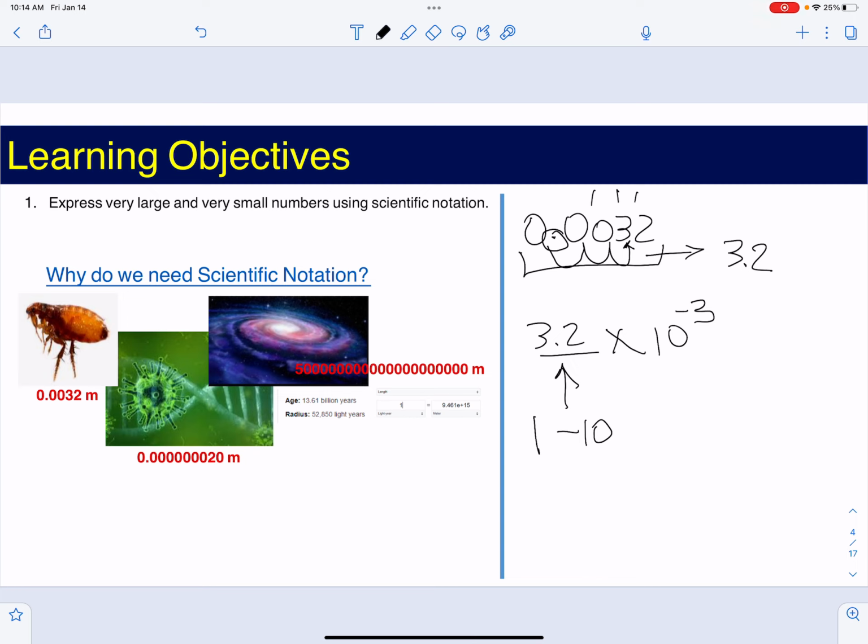First thing, you determine if the power is going to be positive or negative. If the original number is bigger than 1, like the galaxy, then the power of the 10 is going to be positive. If the number is smaller than 1, like the virus, then the power of the 10 is going to be negative. Then you take the number and you move the decimal point in whatever direction you need to move it so that you can make it look like it's between 1 and 10. In this case, we moved it to the right 3 times to make it look like 3.2, which is between 1 and 10. Let's go ahead and do the virus now.